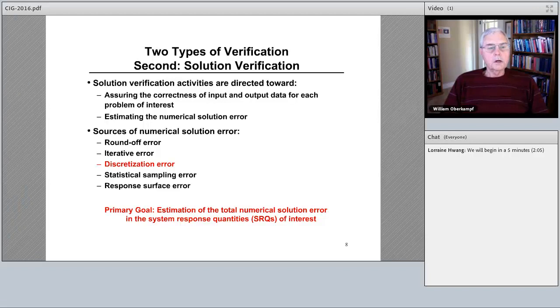And then, almost all significant, particularly in Bayesian estimation, you will construct response surfaces. Sometimes they're called metamodels. In fact, you couldn't do Bayesian estimation without them. But the issue is you have to realize that the construction of those response surfaces involves error, and you should try to estimate what they are. So the primary goal is estimation of total numerical solution error in the system response quantities, and I'll refer to that as SRQs of interest, or at least find out what the sensitivity is. That is a qualitative estimate of accuracy.